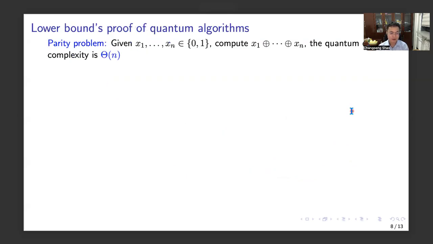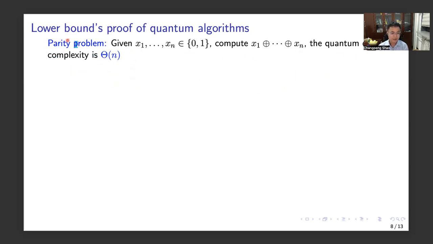When we try to prove a lower bound, usually we will build a connection between the problem we care about and some known hard problems. In the quantum case, the problem we will use is the parity problem. We are given x1 to xn, they are 0 or 1. Our goal is to compute the bit sum of the xi. And it was proved that the quantum query complexity of the parity problem is order n.